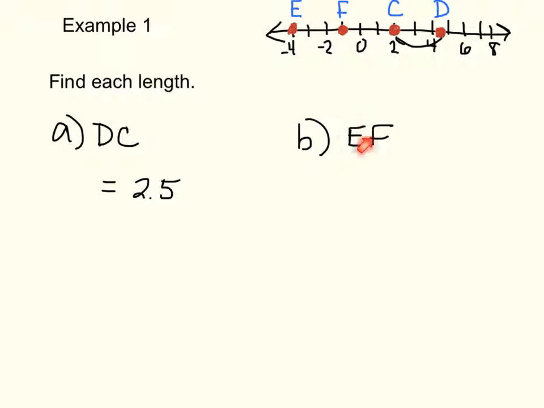Now we look at the distance from E to F. So E to F, we go from -4 to -1. What is the distance from -4 to -1? It is equal to 3, because we can either take -4 minus -1, which is -3, take the absolute value of that and get 3, or you can take -1 minus -4, which gives you positive 3, and the absolute value is 3. Remember, distance is always going to be positive. It's pretty easy once you get the hang of it.